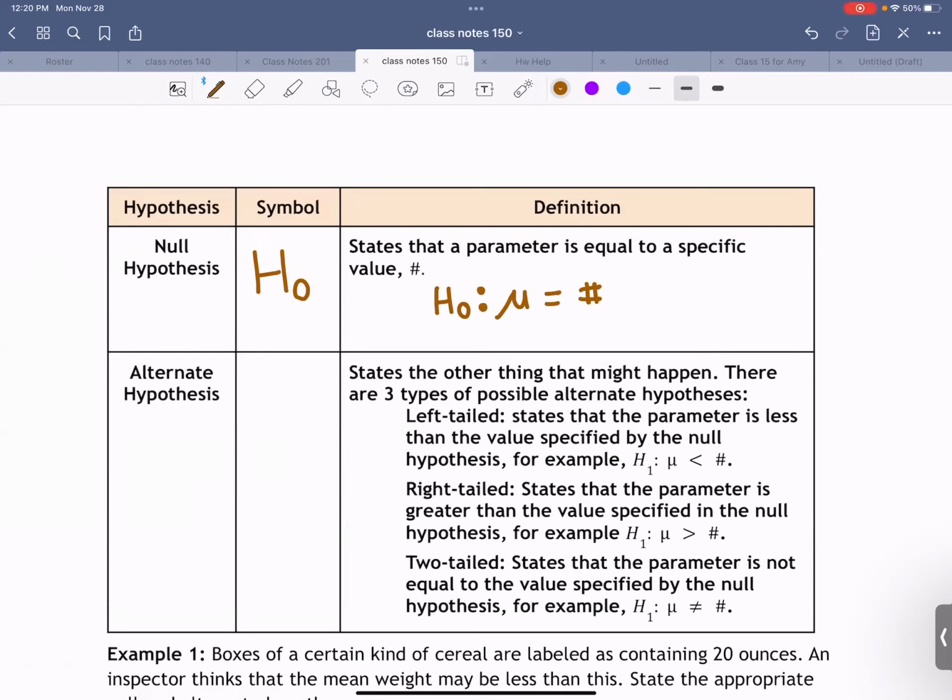Okay. Now, the alternate hypothesis is something else that can happen. The symbol is H for hypothesis, but since it's the other thing than 0, it's H1. This is going to tell us the other thing that can happen. Basically, it takes on the same shape as the null hypothesis, so H1 colon, still talking about the mean, but instead of an equal sign, it's either going to be a less than, greater than, or not equal to sign. Now, if that made no sense, let's do an example and try to see how this evolves when we do a question.